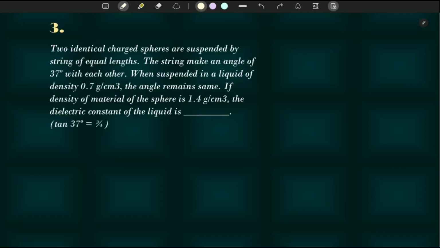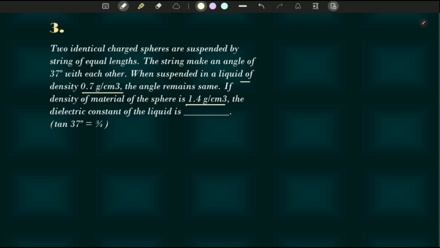So this is our next question. Two identical charged spheres are suspended by strings of equal lengths. The strings make an angle of 37 degrees with each other. When suspended in a liquid of density 0.7 gram per cc, the angle remains the same. If the density of the material of the sphere is 1.4 gram per centimeter cube, the dielectric constant of the liquid is.